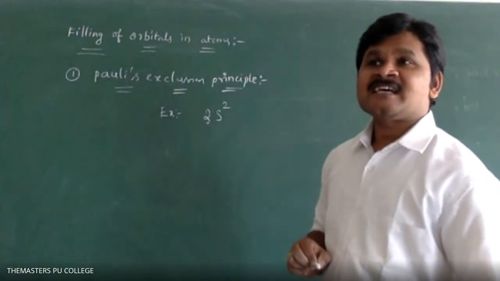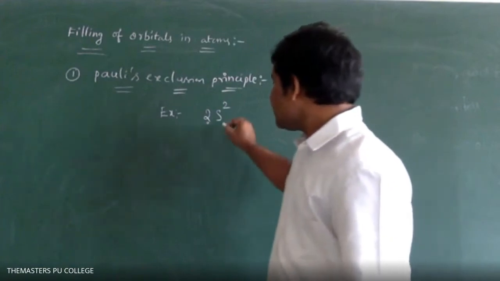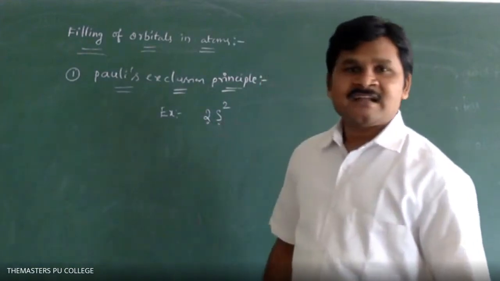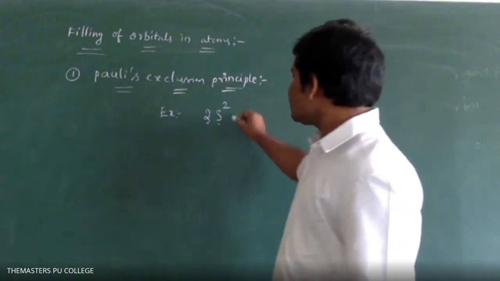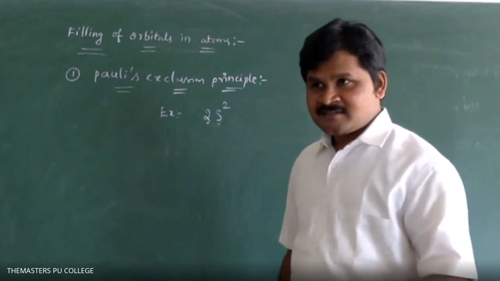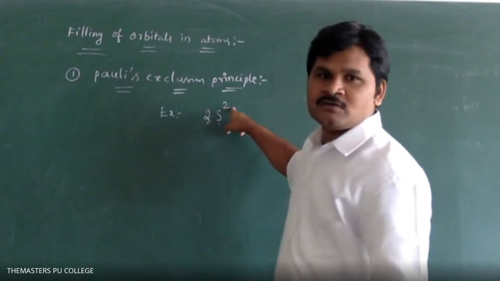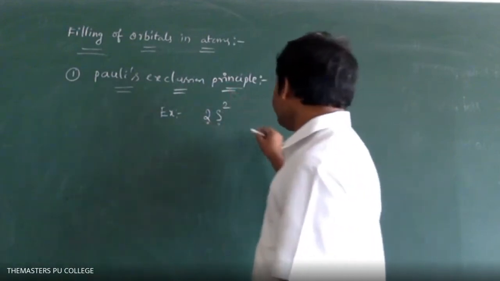That 2 indicates a shell number, meaning it is present in the second shell. This is a subshell or orbital. What does this superscript 2 indicate? Very good, those 2 are electrons. So in this orbital, the number of electrons is 2.